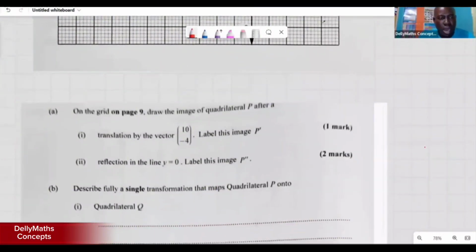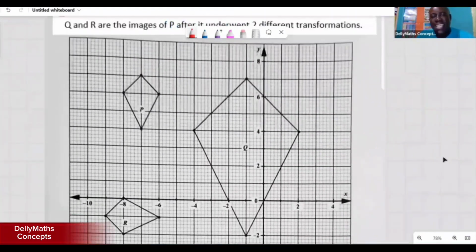Questions are as follows. On the grid on page 9, draw the image of the quadrilateral P after a translation by the vector (10, -4), label it P prime. All right, so we're actually going to be executing this. We're translating P by (10, -4). We're going to employ counting. So quickly, the translation that we're going to be using is 10 with a -4. That means we're going to be moving to the right 10 places and then down 4 places. 10 to the right, 4 down.